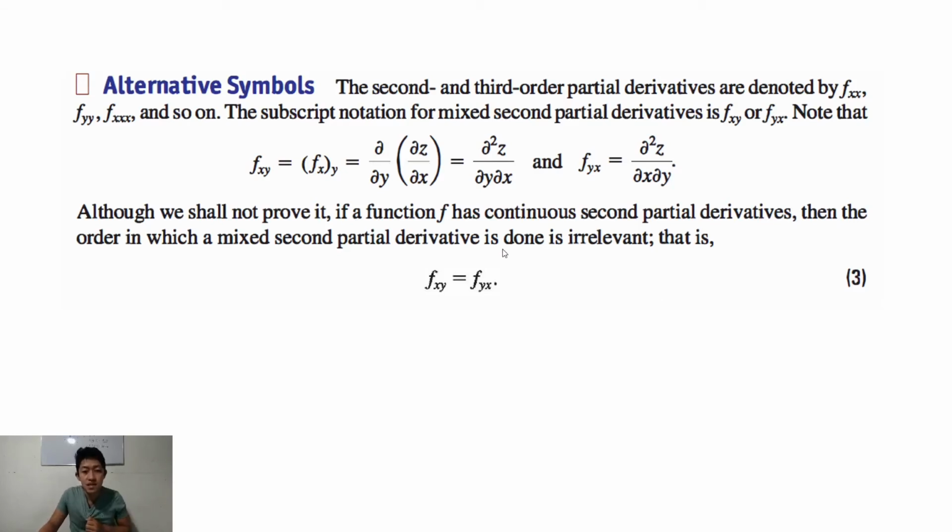But here, if a function f has continuous second partial derivatives, then the order in which a mixed second partial derivative is done is irrelevant. So fxy is equal to fyx, if f has continuous second partial derivatives.